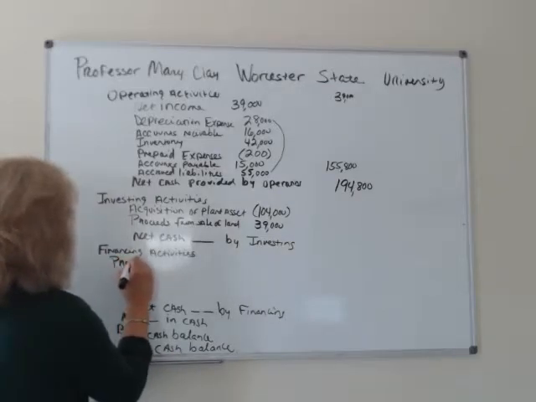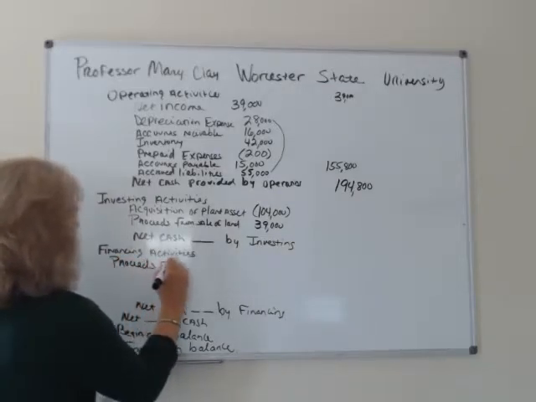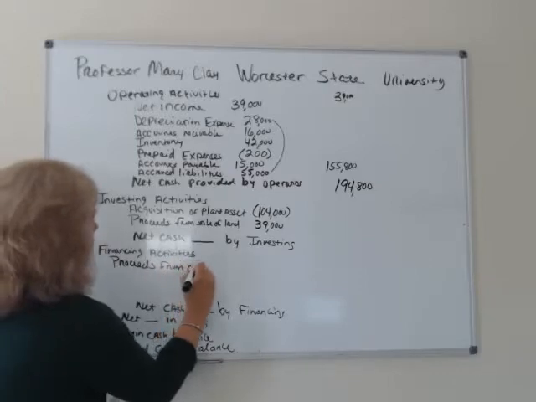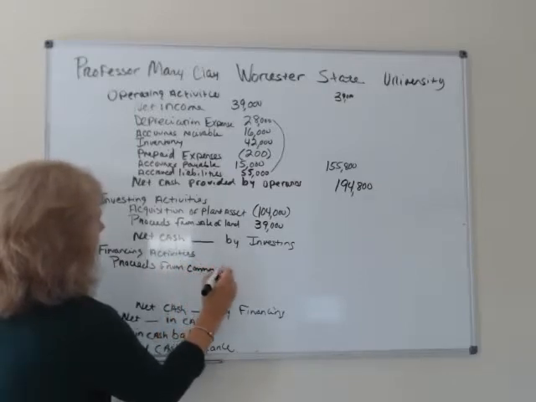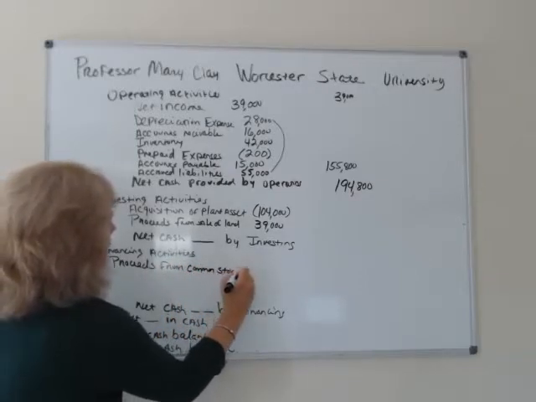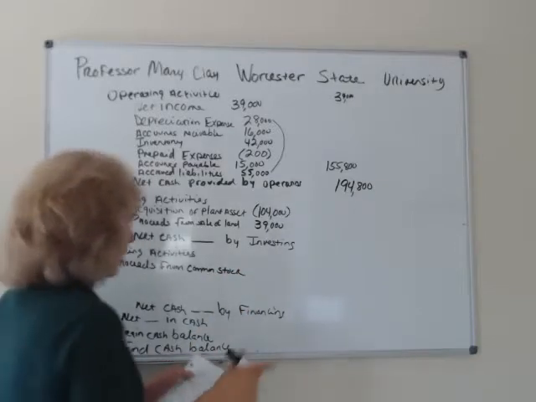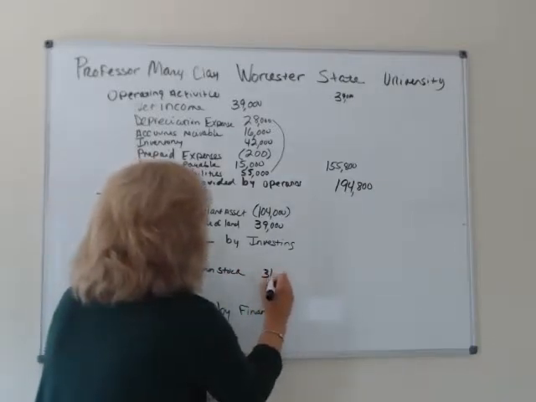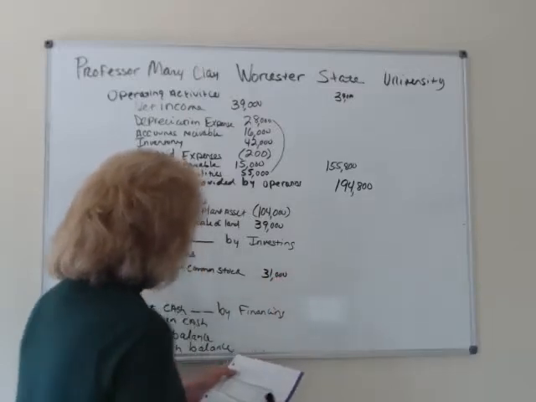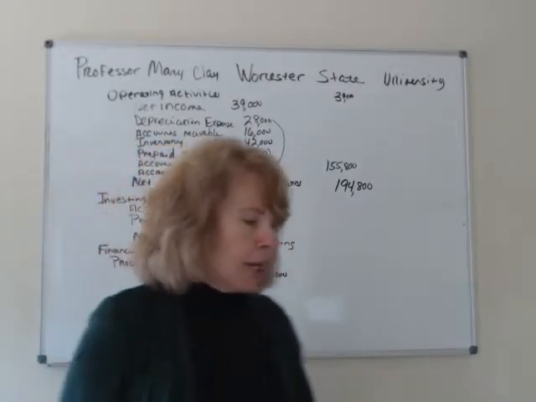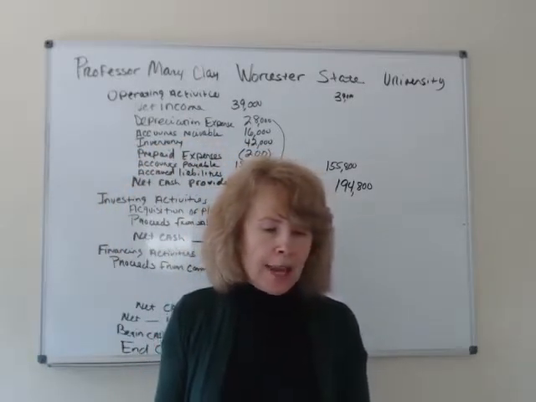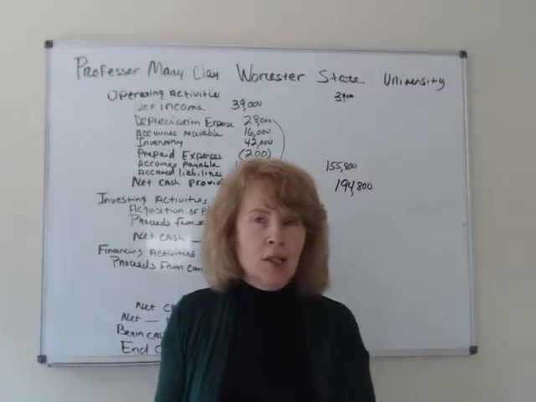Proceeds from common stock is $31,000. Show that positive. Okay? All right, D. Payment of a long-term note payable was $16,000.